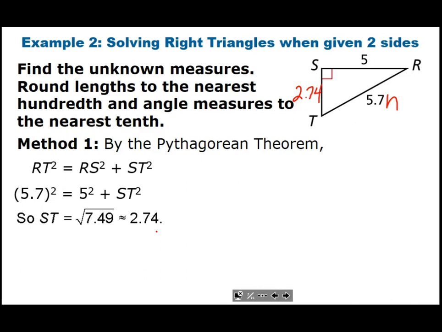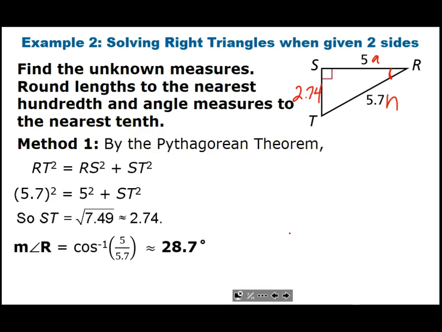Now that means we could use any ratio because we have all three sides to find one of the angles. So we're going to use cosine, and we're going to use the two sides that we had, and I like to always use the two that we had just in case I make an error. So we do the inverse cosine. Why did we use cosine? Because we're looking for angle R here. If this is the angle we're looking for, then this is adjacent and that's hypotenuse. So that's the inverse cosine of 5 over 5.7, and when we do that it gets us 28.7 degrees.